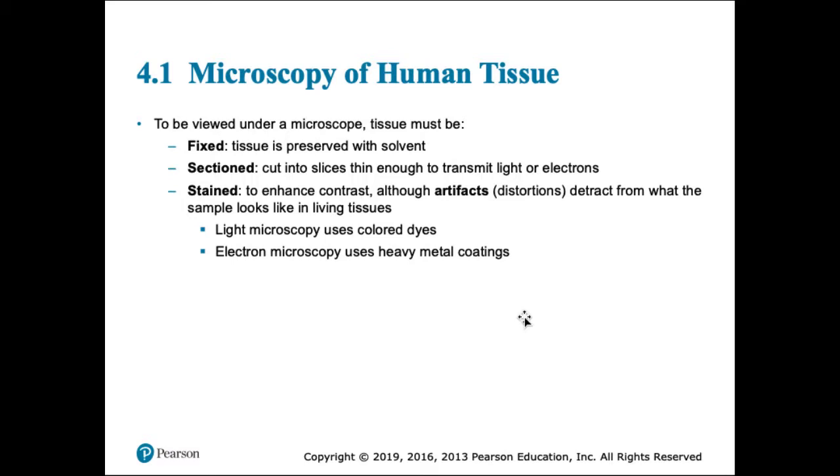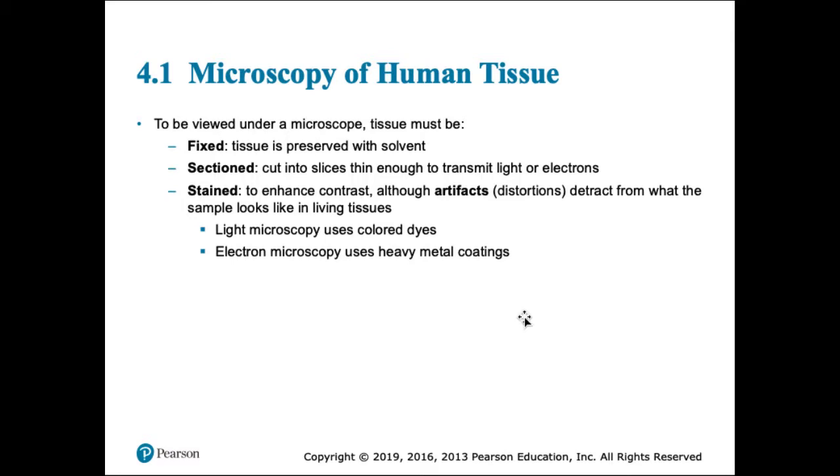After that, we have to section it. We cut it into very thin slices. So basically, we can see through it or push electrons through it, so that we can visualize it. But then we can stain it. That will enhance contrast so that we can see different colors, we can see different artifacts or distortions that are there. And so we can stain it to even look like it would be in a living tissue.